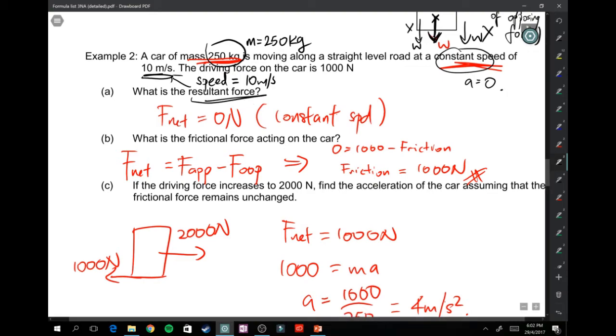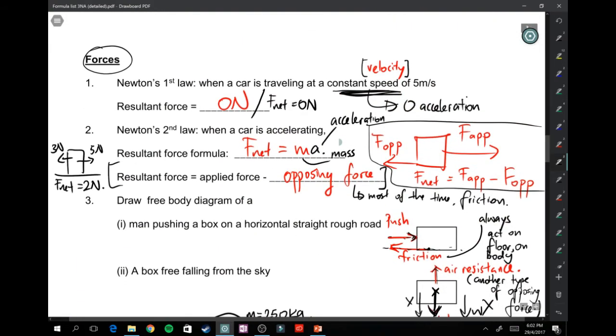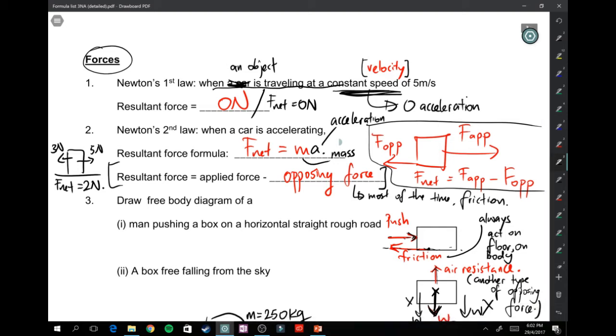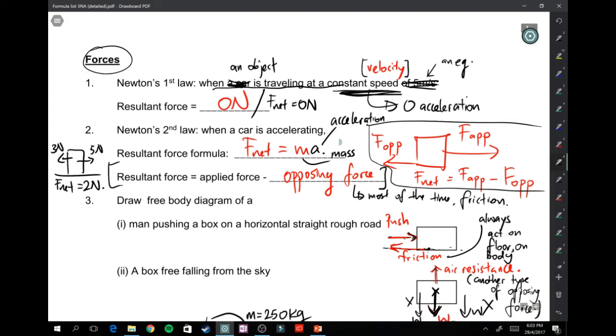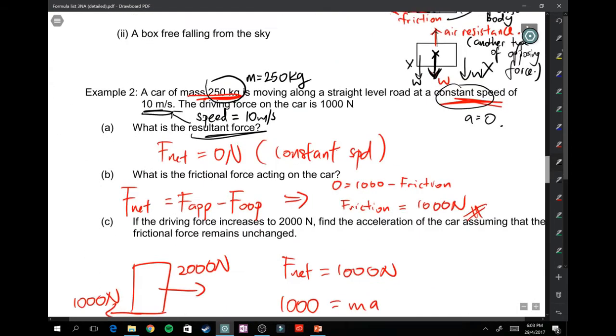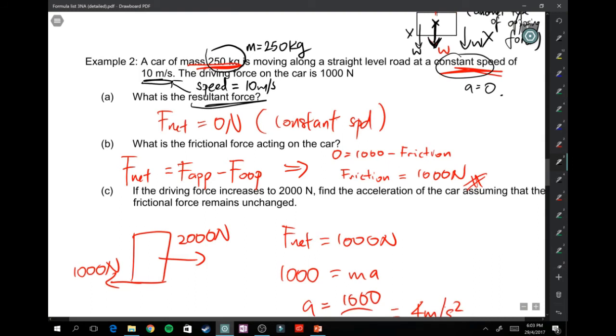So what is the resultant force? Now we look at Newton's first law. It says that when a car is traveling, sorry, can you change this? It's not just a car. When an object, it need not be a car, it can be a box. When an object is traveling at a constant speed of 5 meters per second, please erase this as well. This is just an example. So when an object is traveling at constant speed, resultant force is 0 Newton. Is this object traveling at constant speed? Yes, so F net equals 0 Newton, because constant speed also means a equals 0.